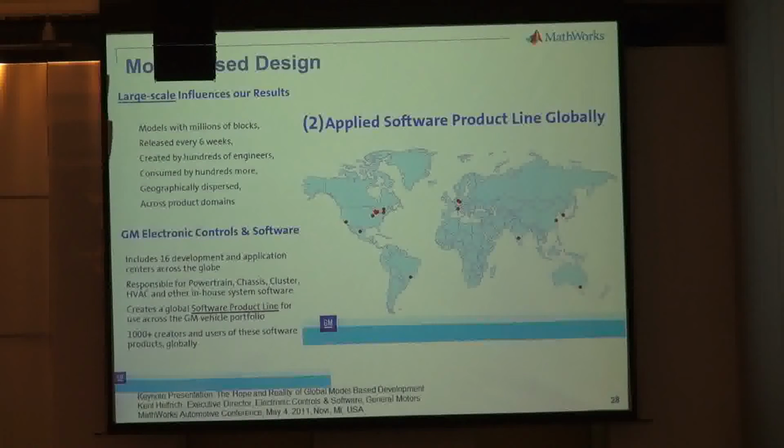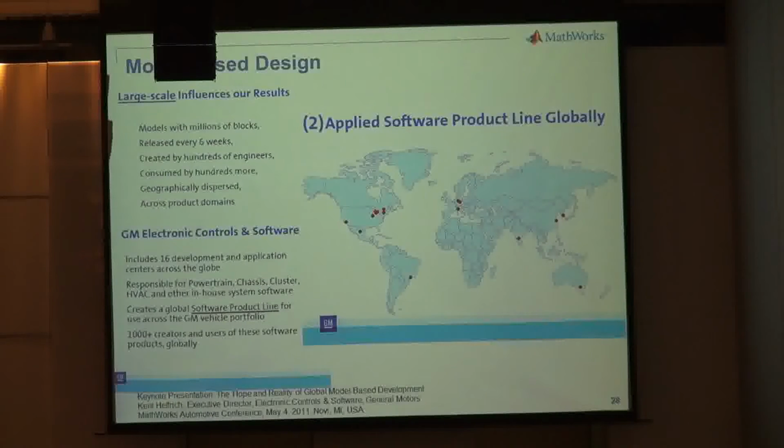Todd alluded to this earlier about GM. GM, one of the most famous automobile companies around the world, right? They epitomize the usage of model-based design. Let me just go through some of the things that they did. So GM created a model that was millions of blocks large in Simulink.